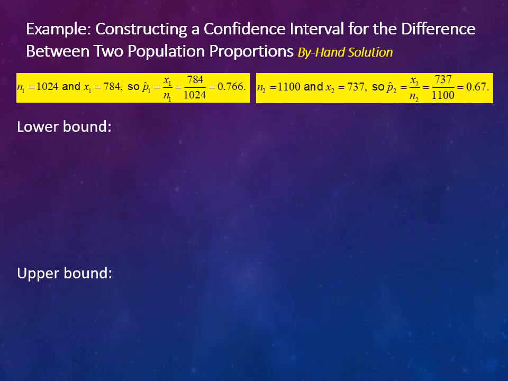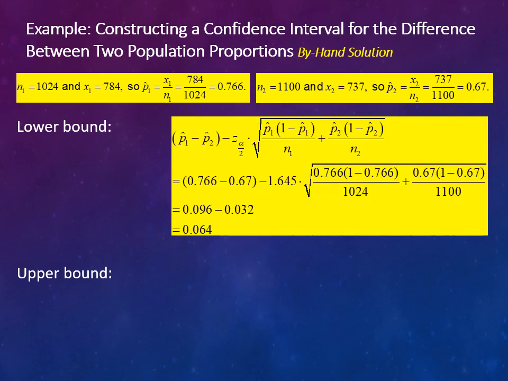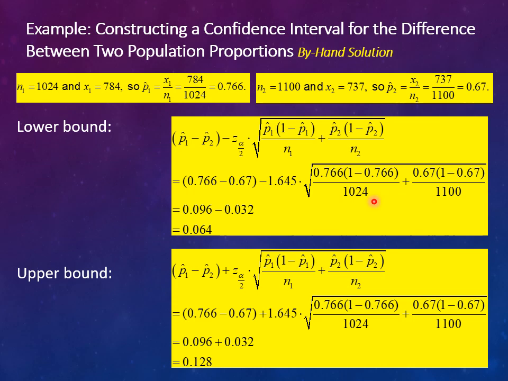So in order to construct our confidence interval, we just plug in the values of p hat 1 minus p hat 2 minus z alpha over 2 in the rest of the formula and get the lower bound of 0.064. I'm not going to walk through all these steps of entering the data points in here. And then here we see the upper bound using the same factors, but adding the second part. So we have a lower bound of 0.064 and an upper bound of 0.128.